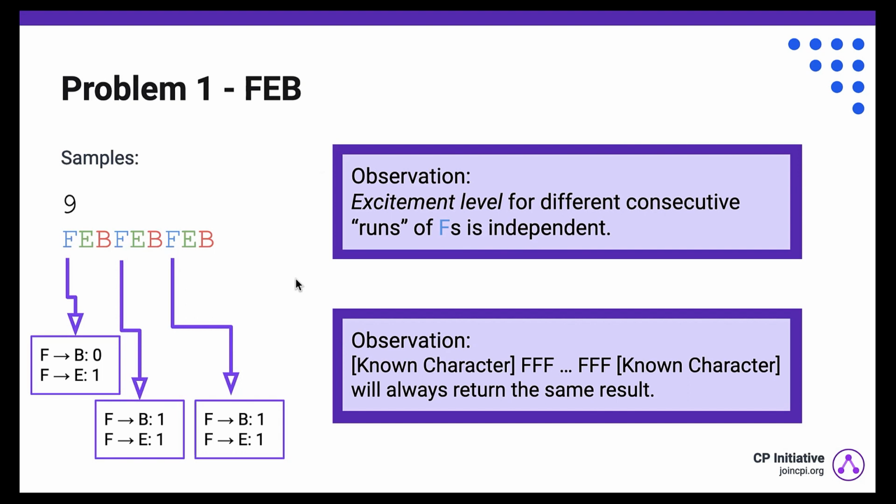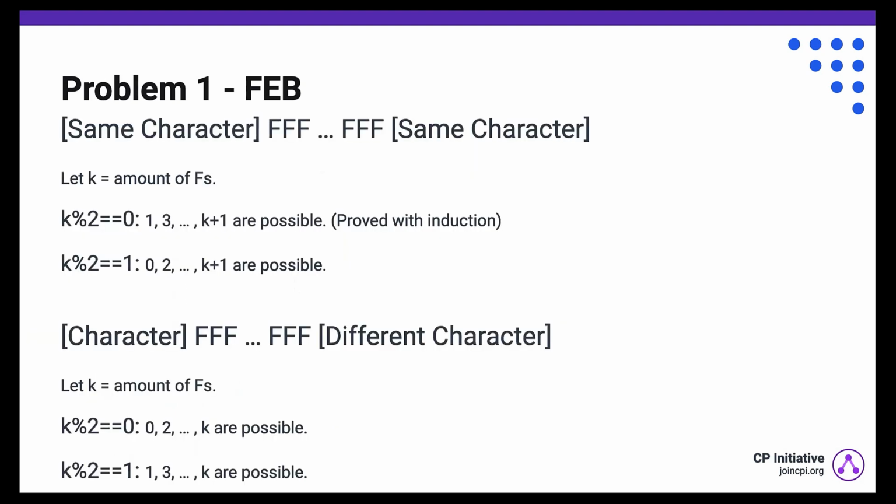And these two observations will motivate us to solve for when there's only one contiguous run of Fs. And then after messing around, we see that there are in fact 4 cases for this. First is when you have a same character and then a run of Fs and then another of the same character. So like B, F, F, F, and then B, or like E, F, F, F, E.